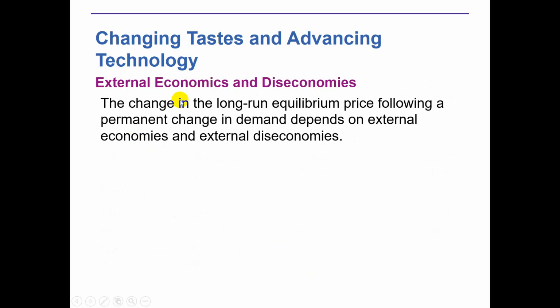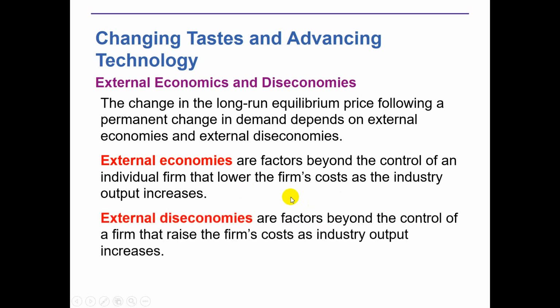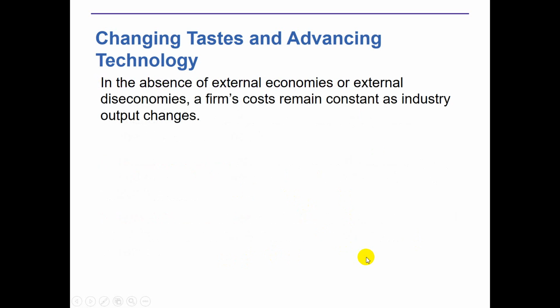What is the impact of external economies and diseconomies? The change in the long-run equilibrium price following a permanent change in demand depends on external economies and external diseconomies. External economies are factors beyond the control of an individual firm that lower the firm's costs as industry output increases. Also, external diseconomies are factors beyond the control of a firm that raise the firm's costs as industry output increases. In the absence of external economies or external diseconomies, a firm's costs remain constant as industry output changes.